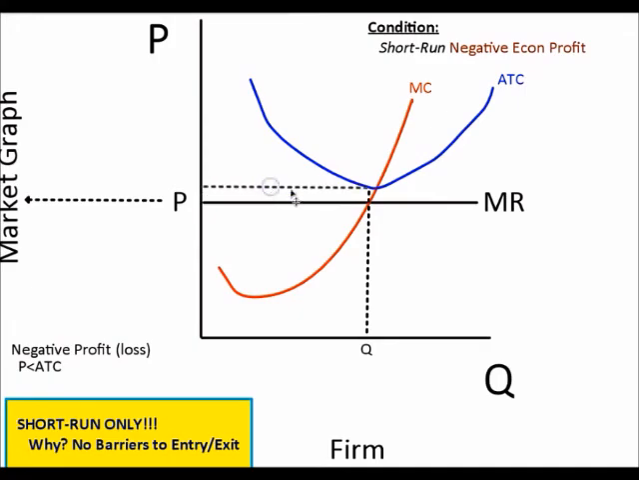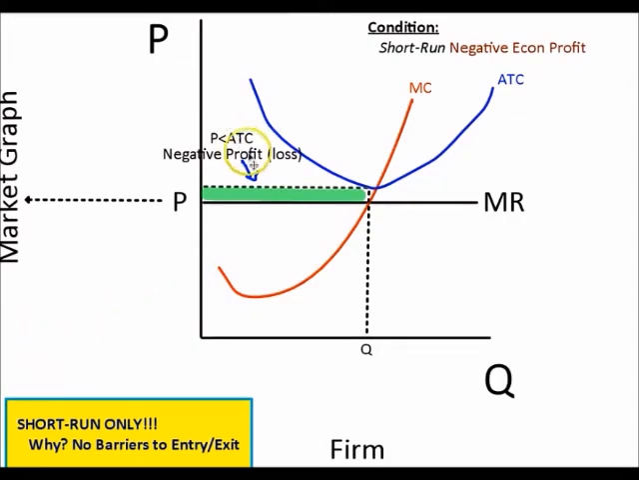Then we cut over to this axis, we shade it, we label it, and if we want to just put the icing on the cake, we can put the condition, price is less than ATC. This is a loss. This firm's not doing well.